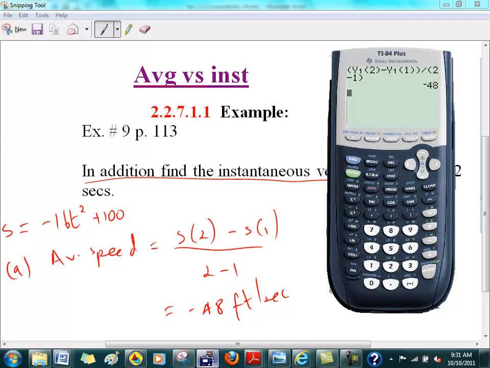Can you guys do parts B and C then? And make sure you get the answer that the book has. Did you do B and C already? You got error? Did you put parentheses in properly? Did you put the right equation in y1? Well, I guess I'll have to.